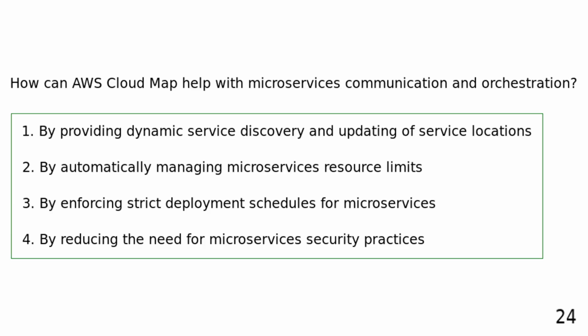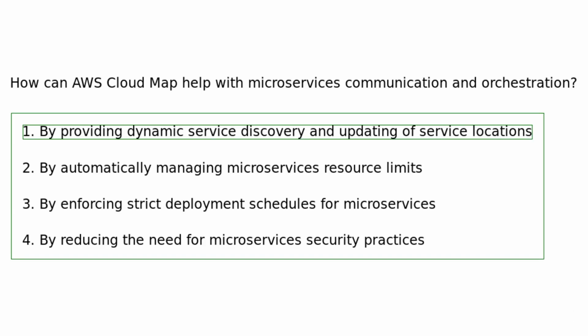How can AWS Cloud Map help with microservices communication and orchestration? By providing dynamic service discovery and updating of service locations. By automatically managing microservices resource limits. By enforcing strict deployment schedules for microservices. By reducing the need for microservices security practices. AWS Cloud Map helps with microservices communication and orchestration by providing dynamic service discovery and updating of service locations, making it easier to manage changes in a microservices environment.